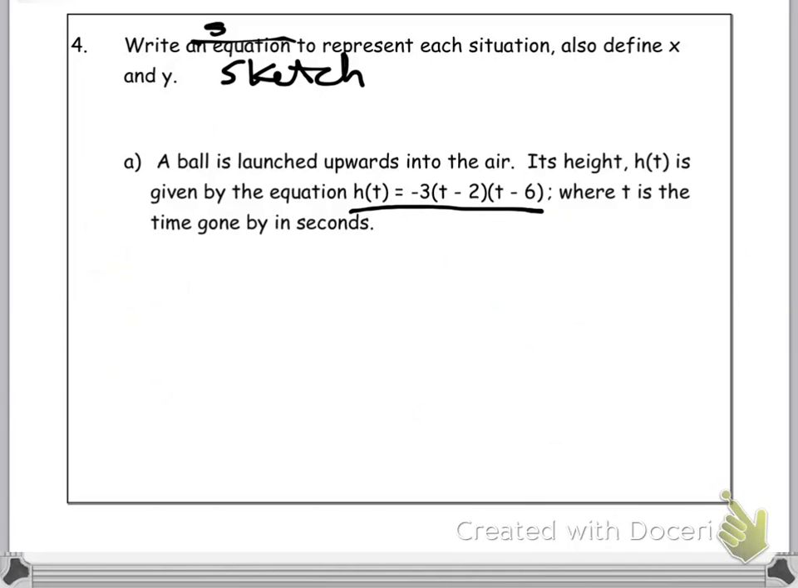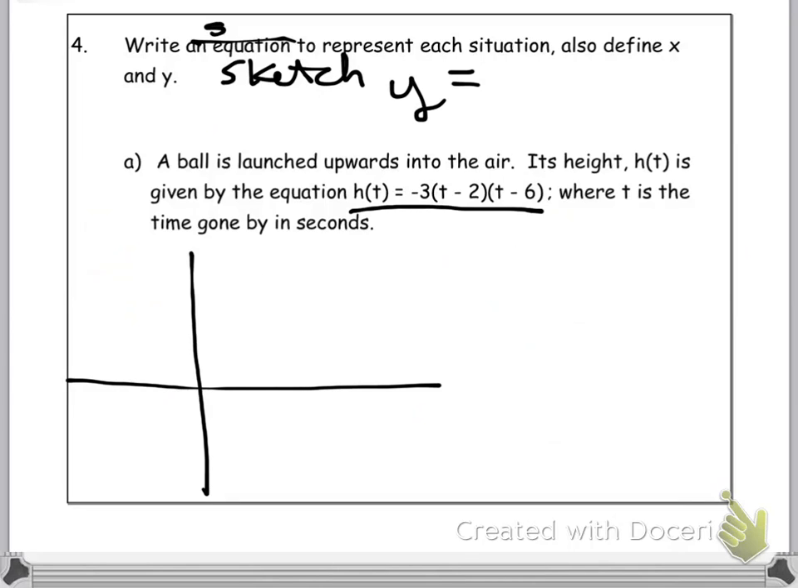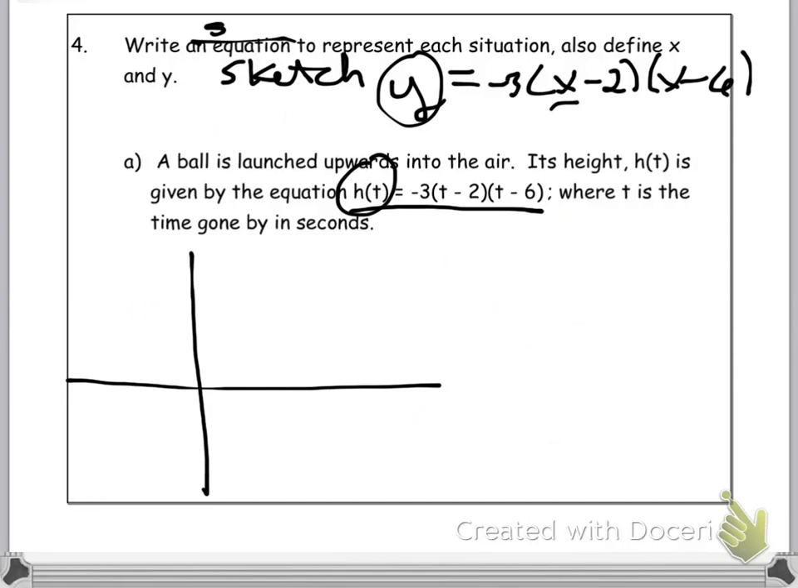So, a ball is launched upwards into the air. Its height, h at t, is given by this equation. So normally we have y equals -3x minus 2x minus 6. So they've chosen to use h and t instead of y. That's just, instead of h, they put h at t because it's a function. We'll get more into that later. Just think of it as y. And x is now t. So this is like a t-axis, and this is an h at t-axis.